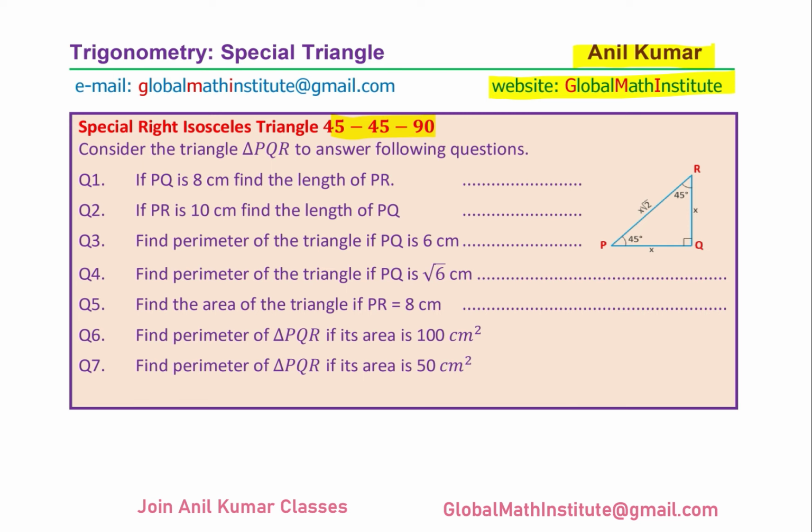Question number 1 here is, if PQ is 8 centimeters, find the length of PR. We'll refer to this particular triangle PQR, where 90 degrees is at Q, hypotenuse is PR, and PQ and QR are the legs. So you can see the type of questions we have. Pause the video, answer them.